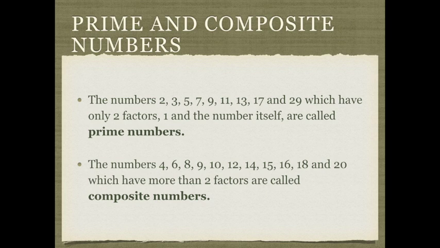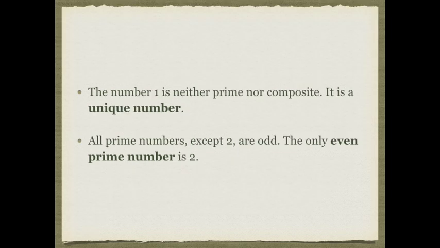So basically children, before you go further, you need to know these simple things, like what are factors, what are multiples, what are perfect numbers, prime numbers, composite numbers, right? The number 1 is neither prime nor composite, because a prime number should have exactly 2 factors and a composite number should have more than 2 factors. So 1 does not satisfy either of the conditions.